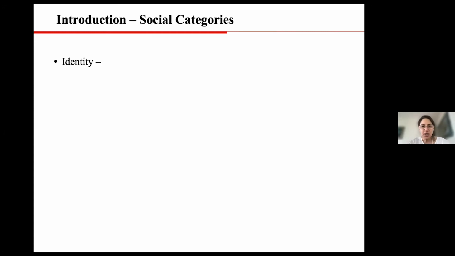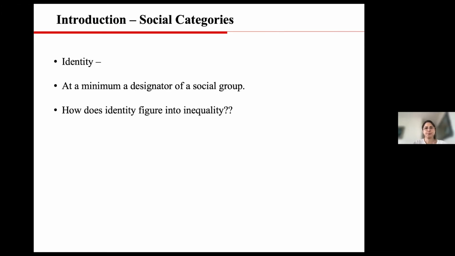Okay, so let's just take a sense of what I mean by social difference, by identity. At a minimum, identity is simply a designator of a social group. As I just said, I can talk about Blacks, whites, Roma, North Africans, et cetera, or women, right? Just a designator of people that have different racial, ethnic, gender characteristics. That's at a minimum what it does.